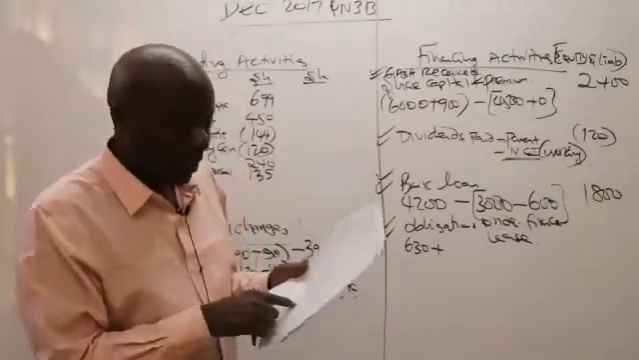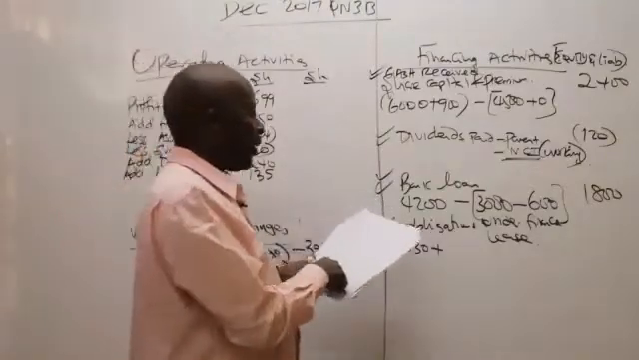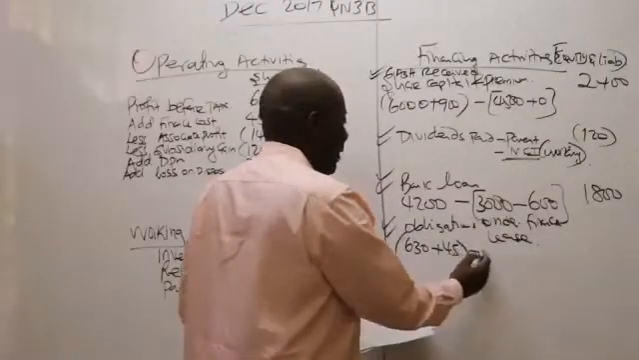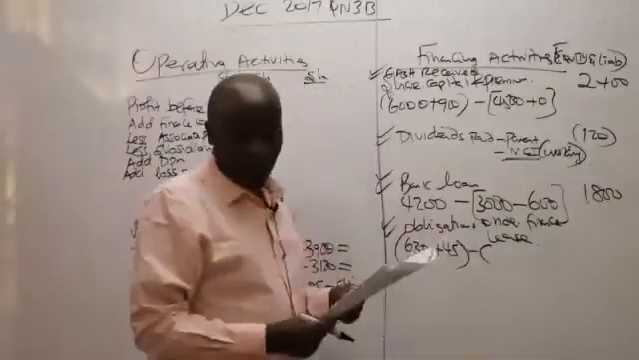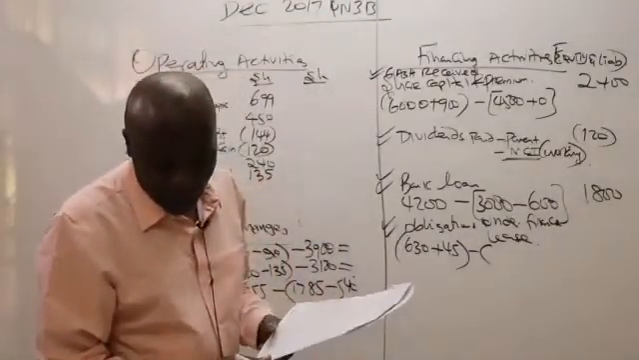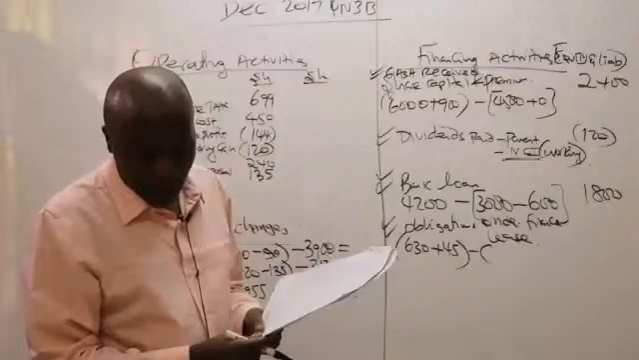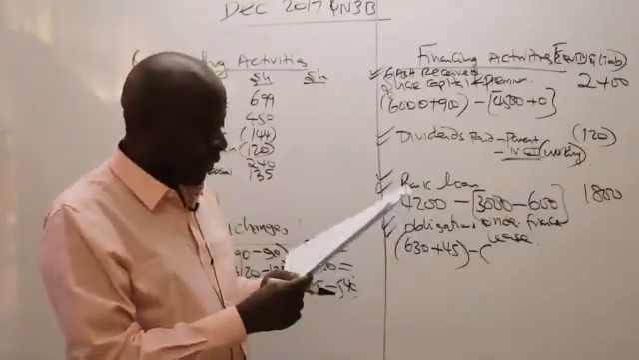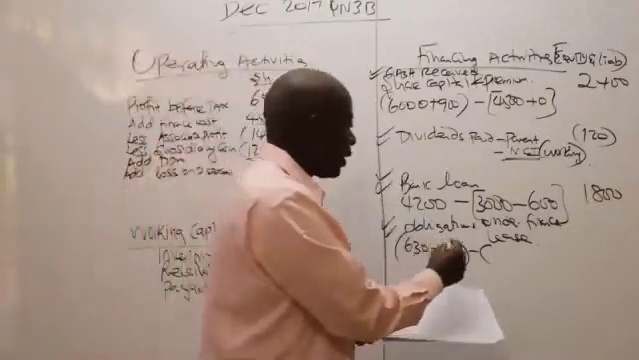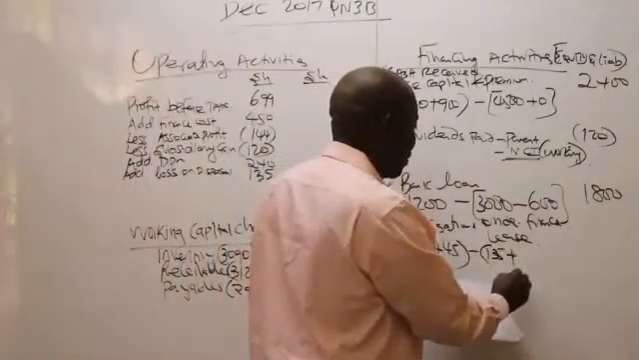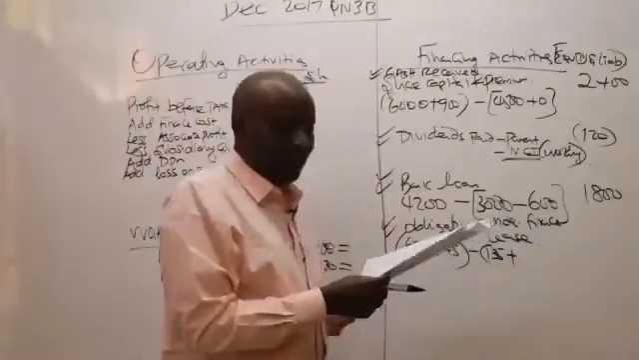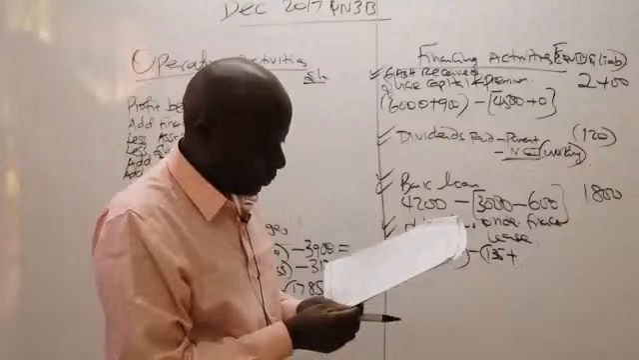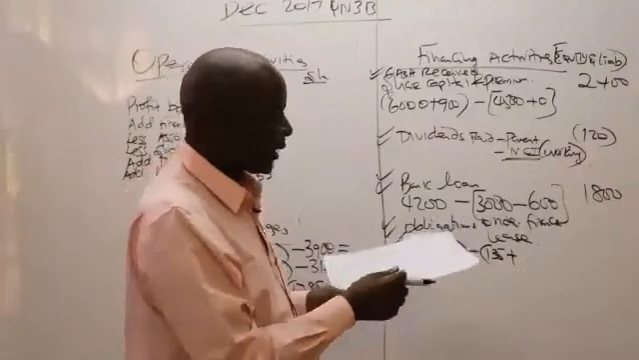Hebu tuangalie hiyo. So wanasema ni 45 here. Minus opening. So the opening, what are you able to see there under opening? Opening, we have 135. So 135 plus what here, somebody? 135 plus 30.